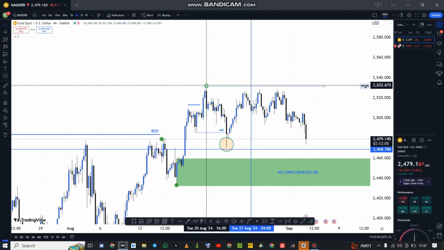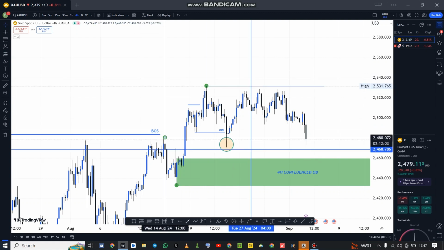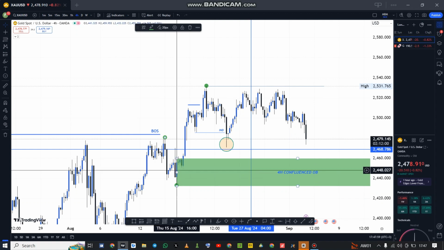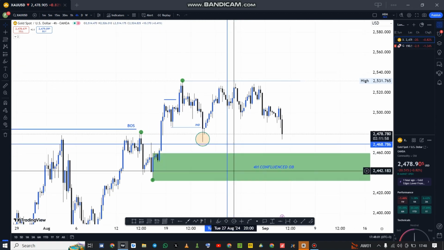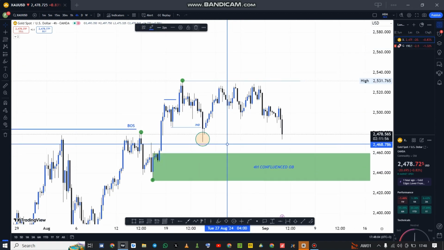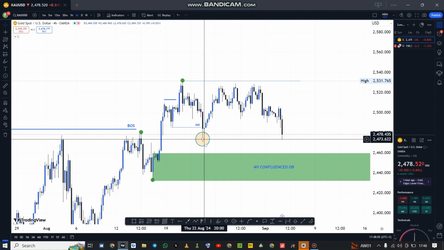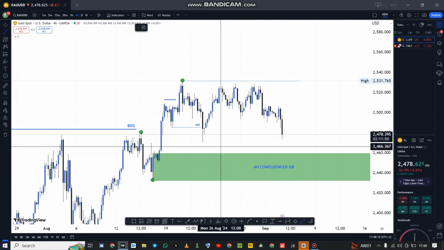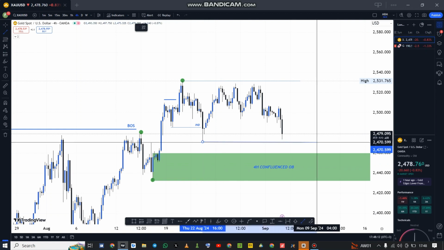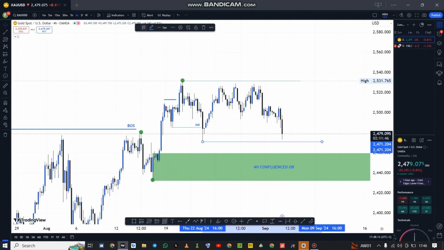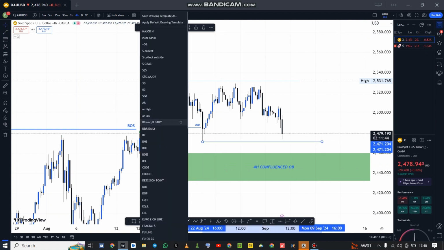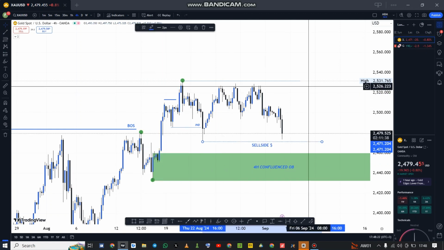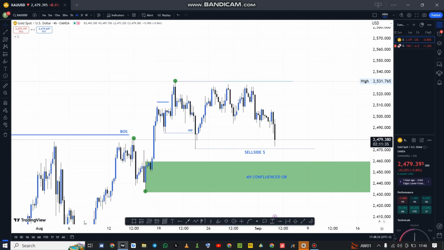Now, since price did not break above this high, okay, where was our last demand? This is our last demand, and it's the confluence order block that I am talking about. That's why I am still optimistic that price will tend to sweep this low, and this is going to be our sell side liquidity. Yeah, SSL. This is our sell side liquidity.